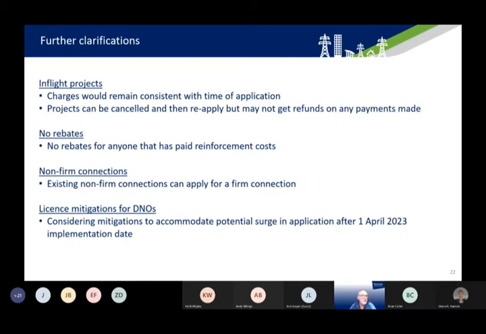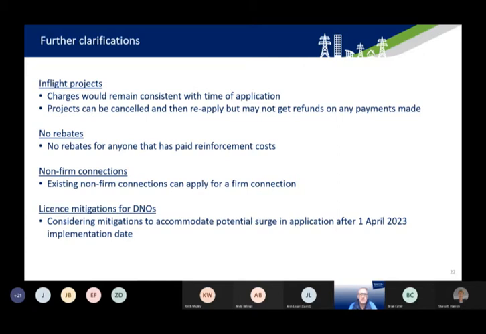Not every project will benefit from the new rules. It's probably 50-20% of projects that only have reinforcement. So for lots of projects, this change will not have any effect, so there'll be no benefit in that. But there may be some where customers will choose to cancel, but people need to do that at their own commercial risk, and that's what Ofgem have effectively clarified.